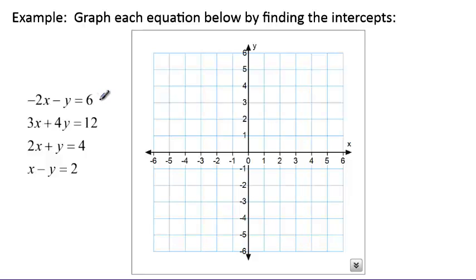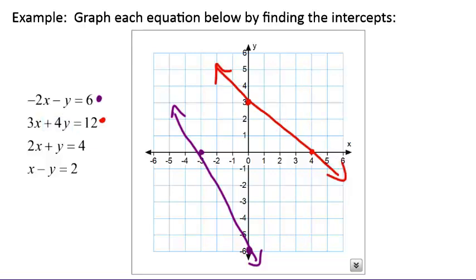Okay, I'll graph this one with purple. Okay, so if I make x equal to 0, I have negative y equals 6. So the y-intercept is negative 6. So there's a point there. If I make the y equal to 0, I have negative 2x equals 6. So x equals negative 3. There's a point there. And that gives me a sketch of this purple line. Okay, the next one I'll graph in red. So if x is 0, y is 3. If y is 0, x is 4. So the red line crosses right here.